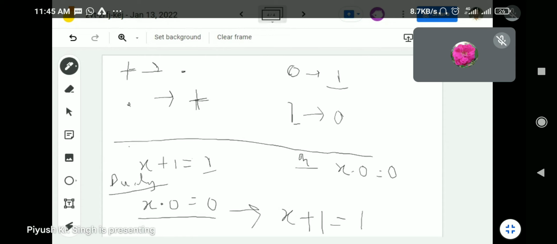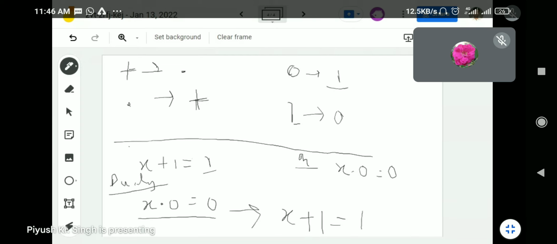एनी डाउट? हेलो, एनीवन? No, sir. समझ में आ गया सबको? Yes, sir.